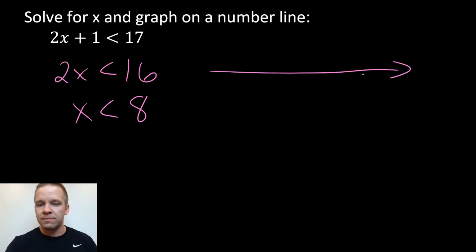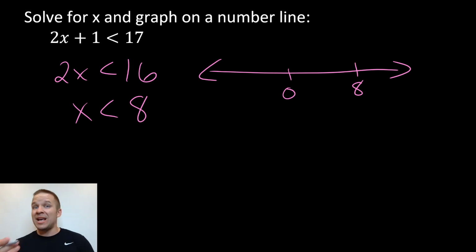I'm going to drop a line. Usually what we'll do is we'll throw down a 0 in the center, and then since I've got 8, I'll make that an 8 right here. Now, it's x is less than 8. Not equal to, but less than. So what we do for that is we draw an open circle, and then we will go less than. It actually points in the direction you're supposed to go, which would be that way. Boom, we are done.